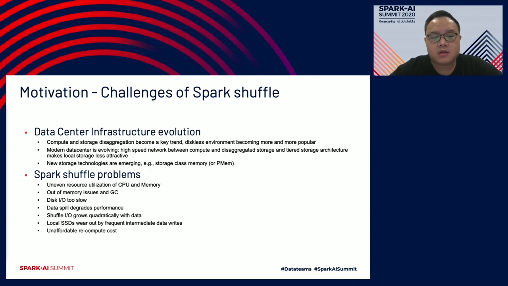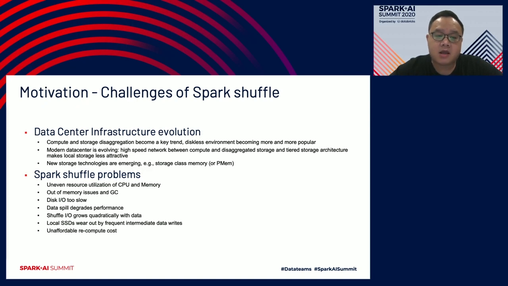The second trend is the hardware deployed in those data centers is becoming more and more advanced. For example, people usually have 25 gigabit and even 40 and 100 gigabit networks in their data center, so it makes the local storage less attractive. The third trend is new storage products emerging: storage class memory, the Optane persistent memory storage.